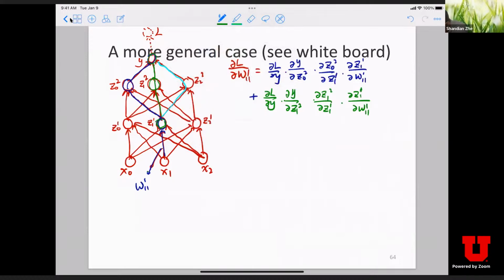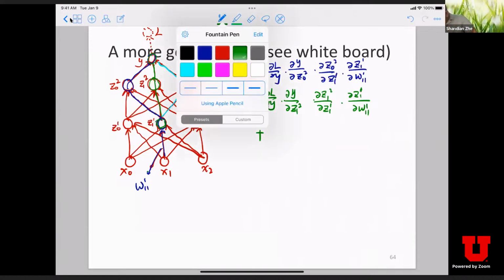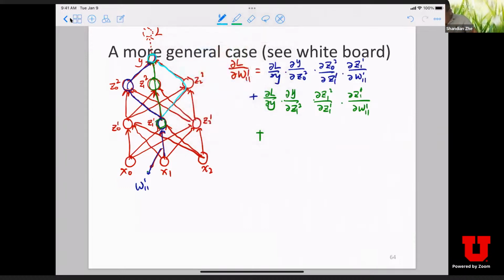So that is the second path. We just need to go through the remaining path, the third one, the white one. Again, we start from the output neuron, where we compute partial L over partial Y. Then we go to Z22, which means we compute partial Y over partial Z22. Then we go back from Z22 to Z11, so we get partial Z22 over partial Z11. And finally, we compute partial Z11 over partial W111. Okay?